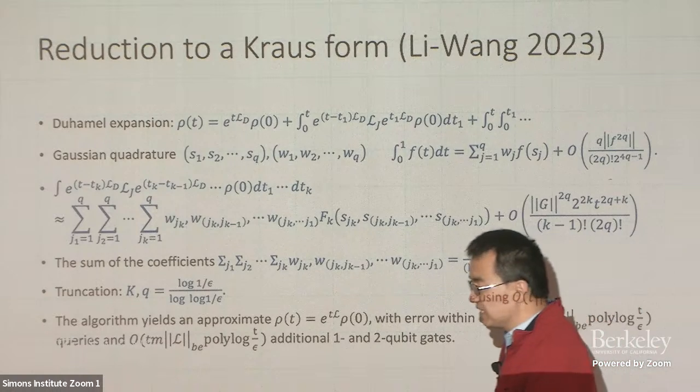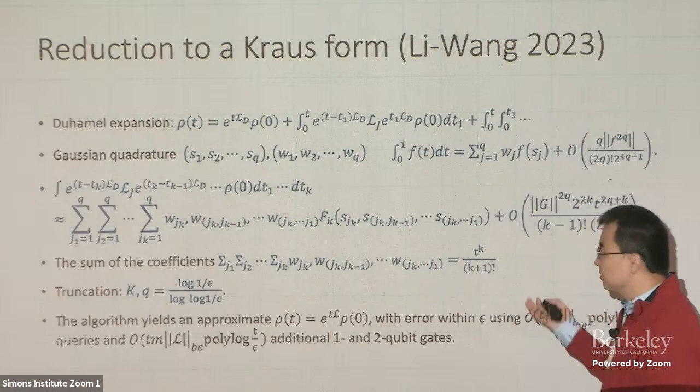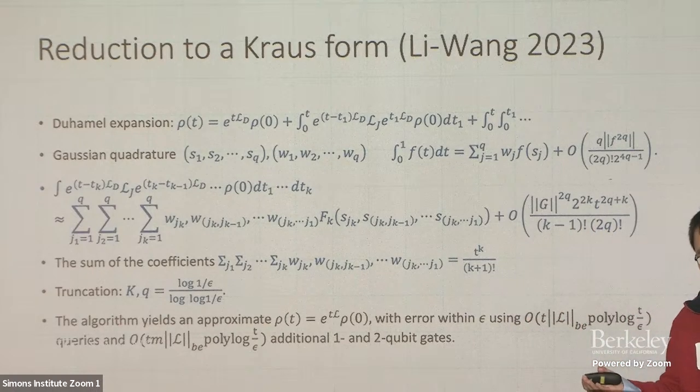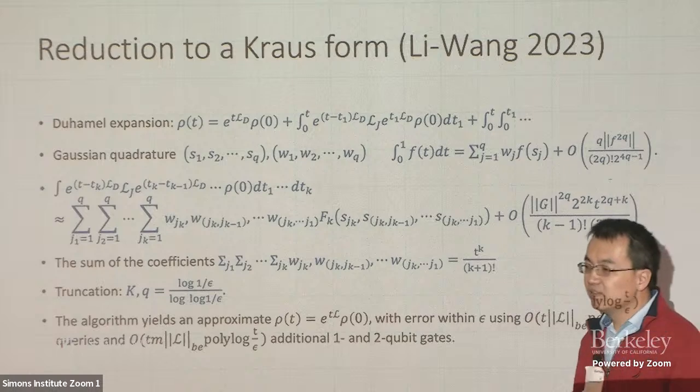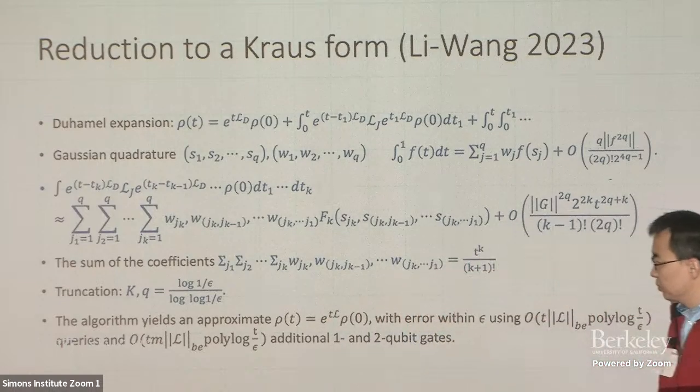There could be a typo, but this comes from the property that a Gaussian quadrature is exact for high order polynomials up to 2 times k, or 2 times q.